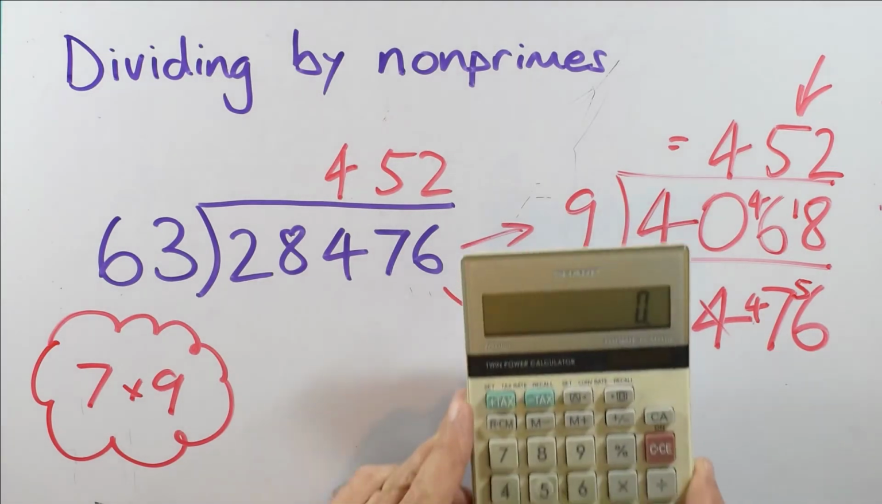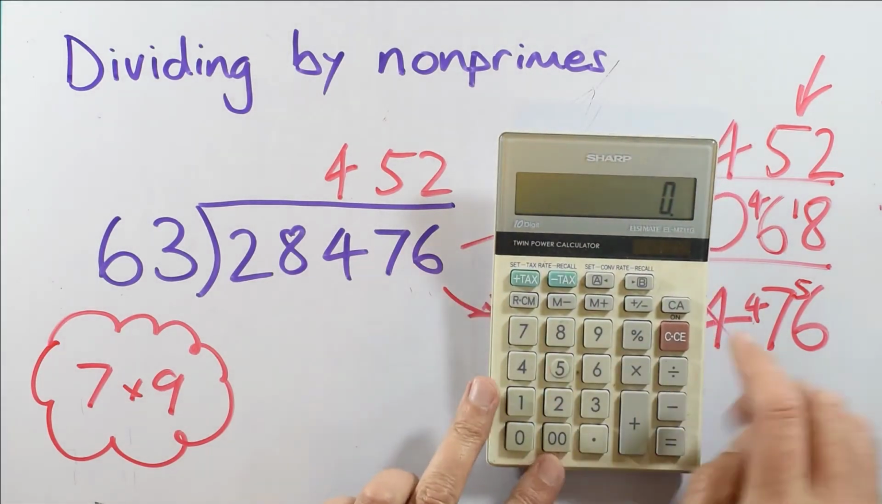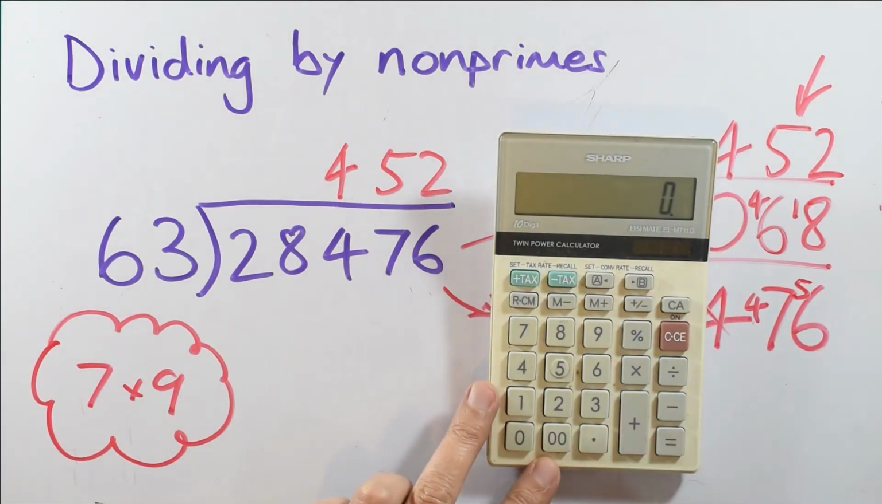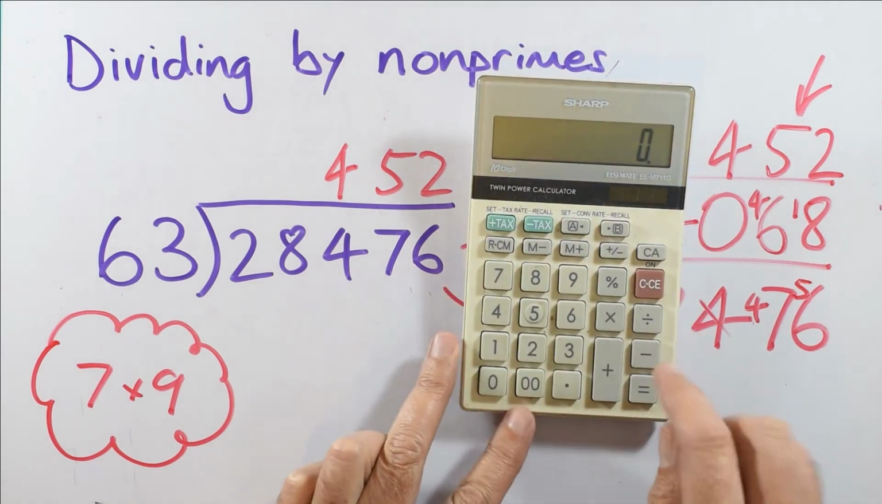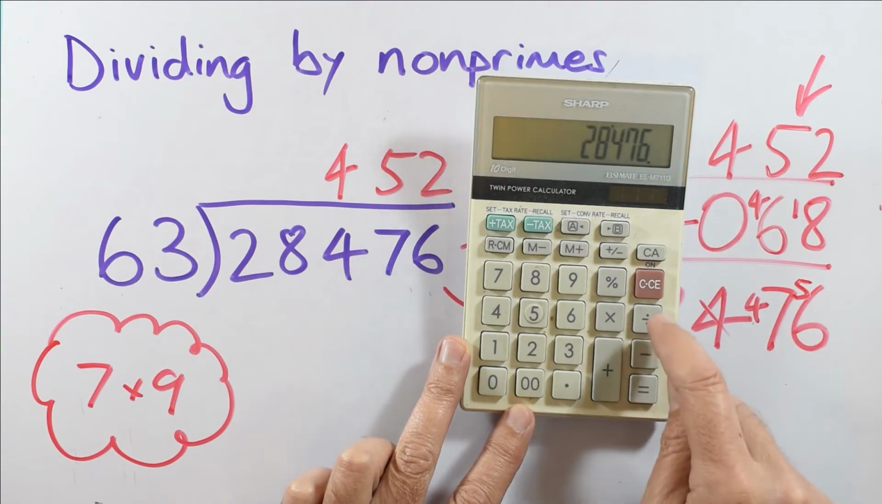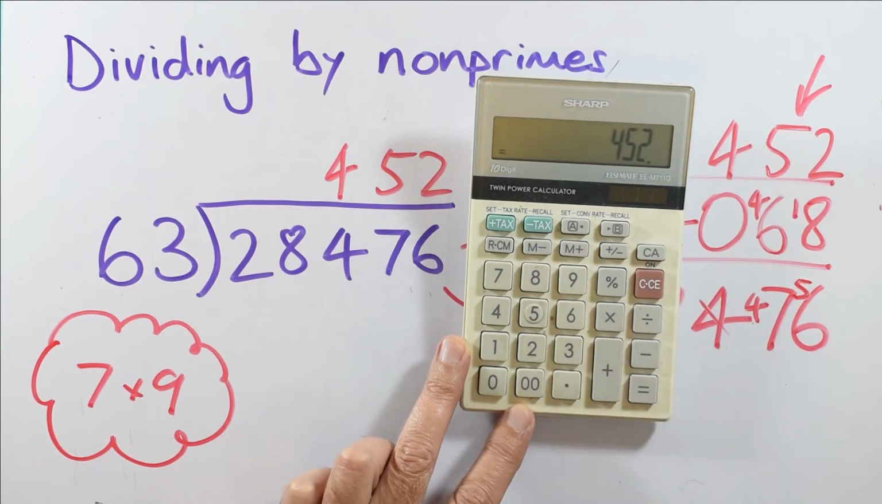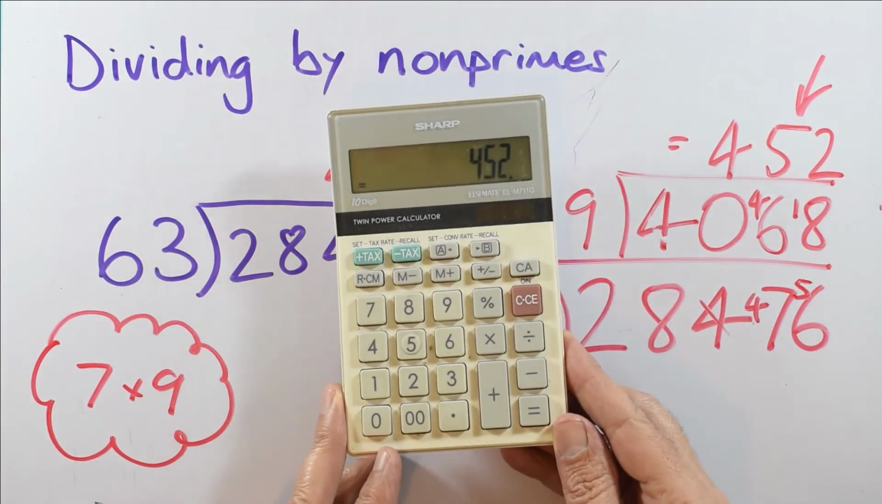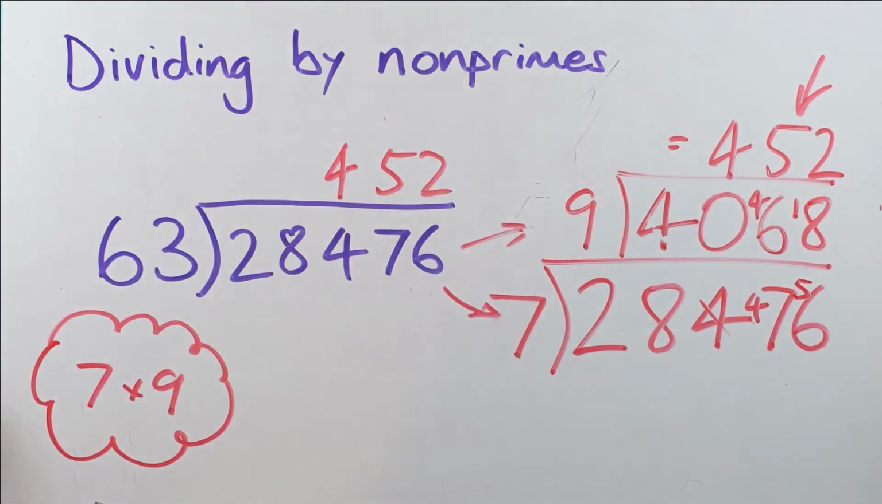Double check, you say. Well, alright then, let's see. We had, are we still in focus there? Yep, good. So we had 28,476, and we went on to divide it by 63. 452, what do you know? We got the right answer.